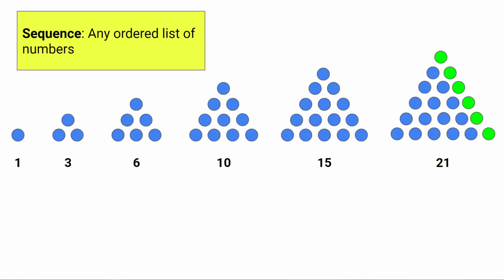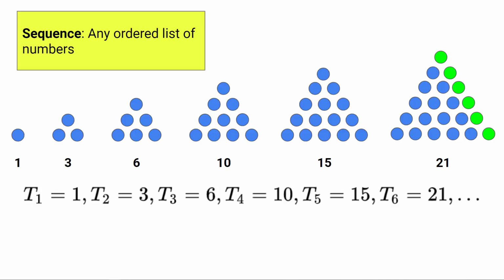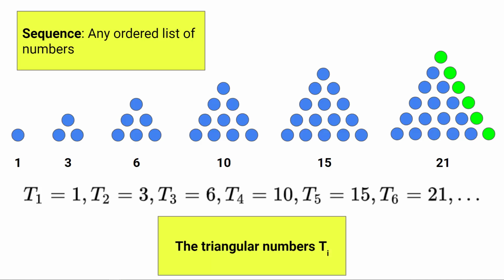We often label the terms of a sequence using a letter with a subscript. For example, to denote this sequence, 1, 3, 6, 10, 15, 21, and so forth, we could use the letter T for triangle with subscripts to tell us which term in the list we mean. So T1 is 1, T2 is 3, T3 is 6, and so on. A number in the subscript is called an index, and the plural form of index is indices. This particular sequence happens to have a special name. It's called the triangular numbers because the numbers come from this visual pattern we see here.